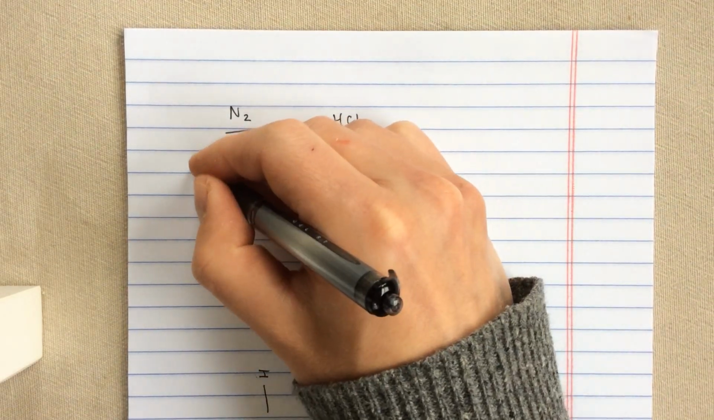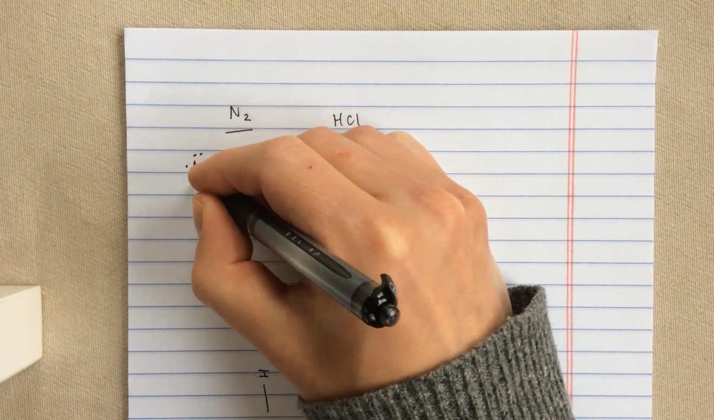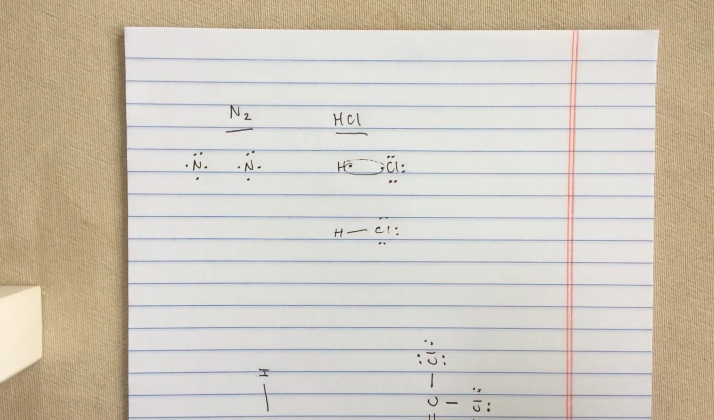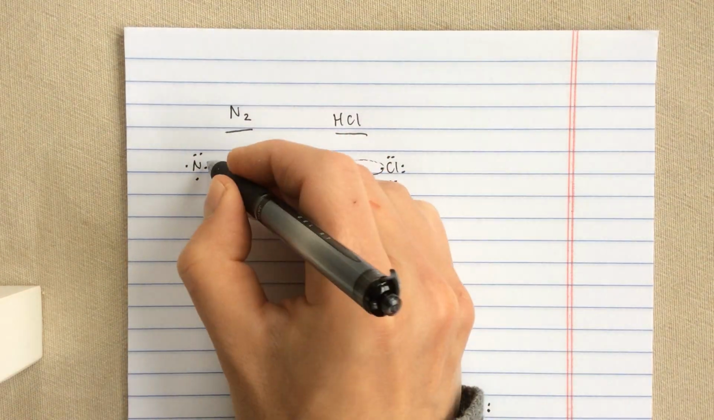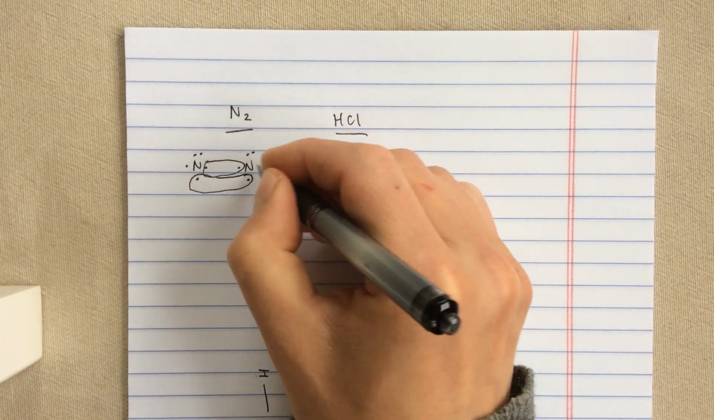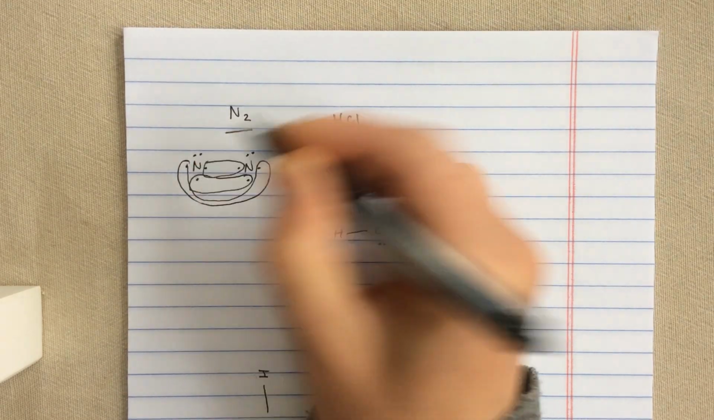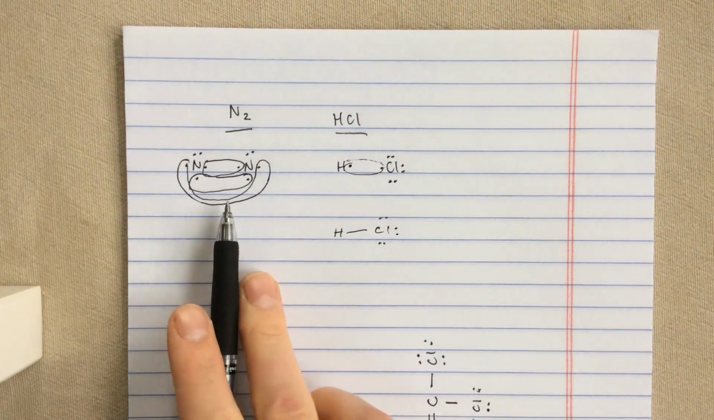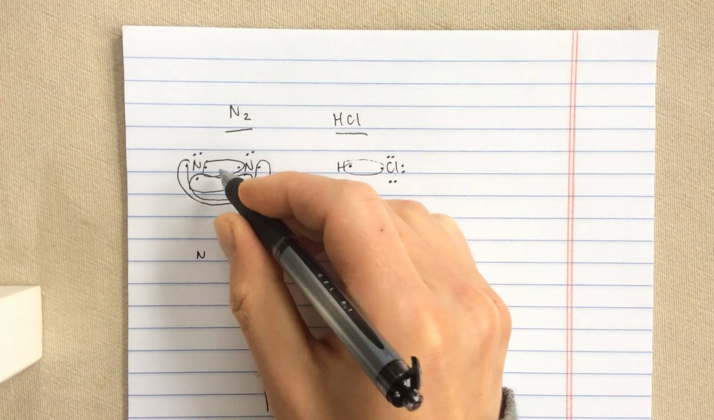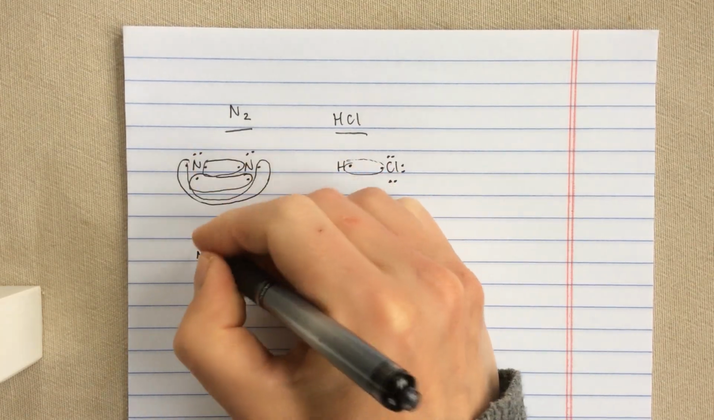And then N2, just 2 ends. Draw your dot diagrams. And pair up your singles. So there's a pair. There's a pair. And then here's another pair. Kind of gets messy sometimes, but that's why we redraw it. So you got N, and you have 1, 2, 3 pairs, so that's a triple bond, and you still have your lone pairs.